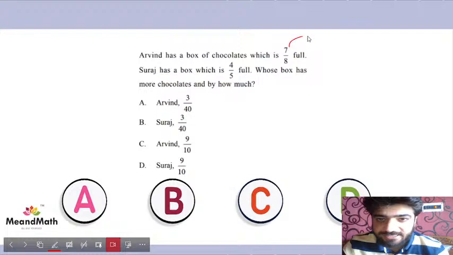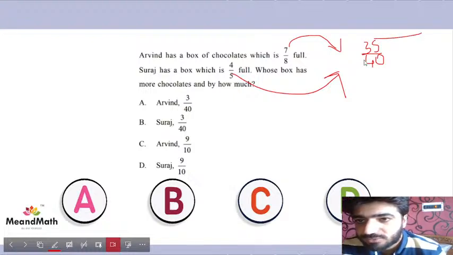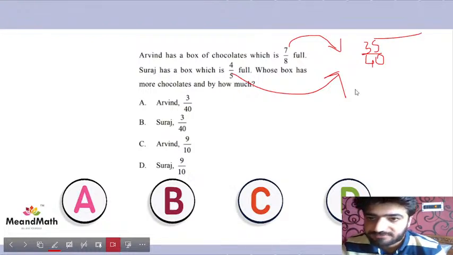So 7 by 8, in order to compare it with 4 by 5. Arvind's box of chocolates is 7 by 8 full. In order to compare these two fractions, I'll change them into like fractions. So 7 by 8, when changing into a like fraction, if I multiply 8 by 5, it will become 40. And if I multiply 7 by 5, it will become 35. So 7 by 8, when the numerator and the denominator are both multiplied by 5, becomes 35 by 40.